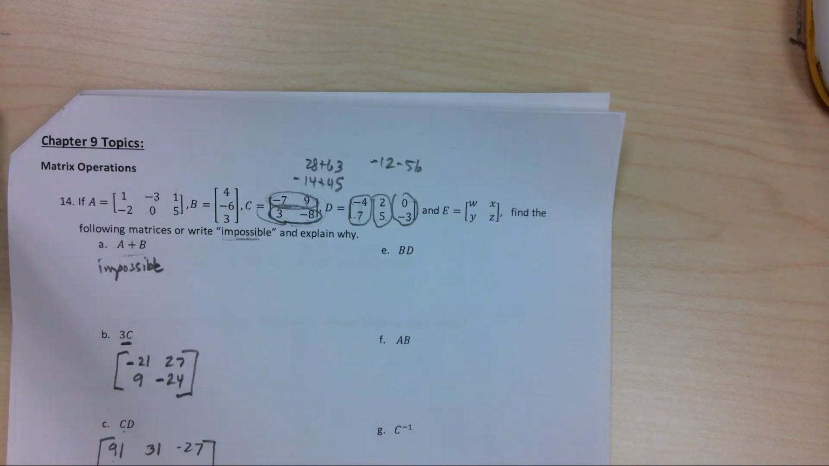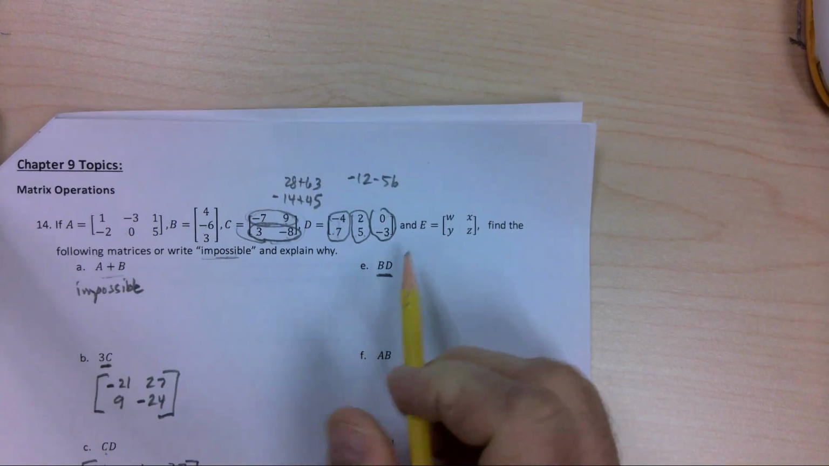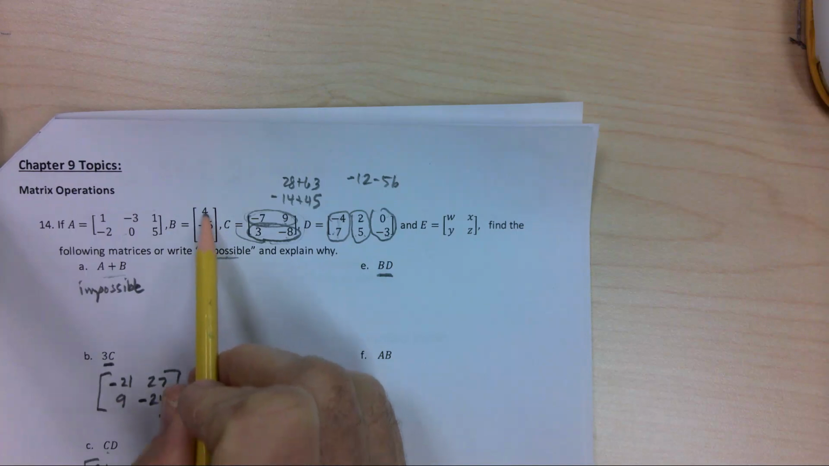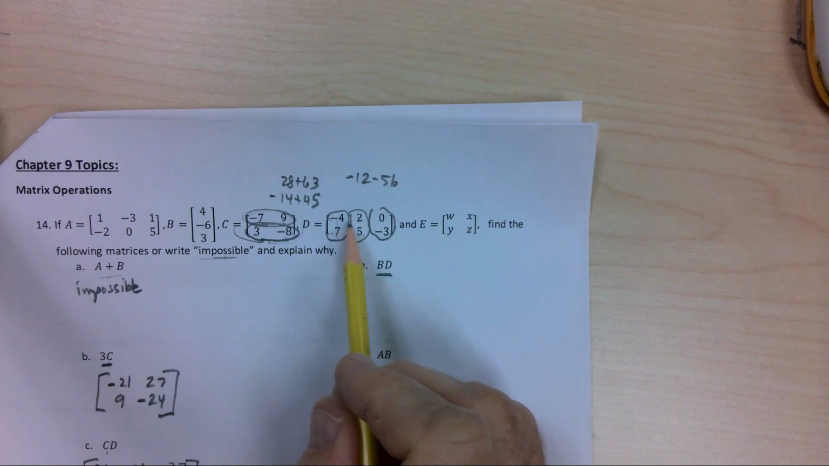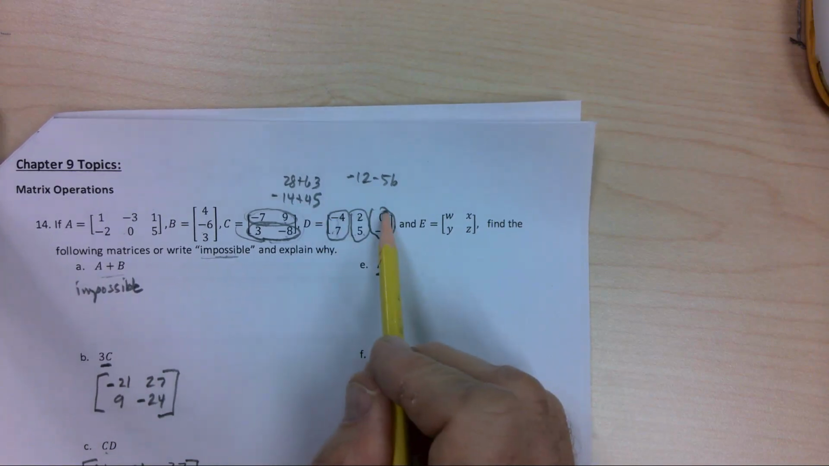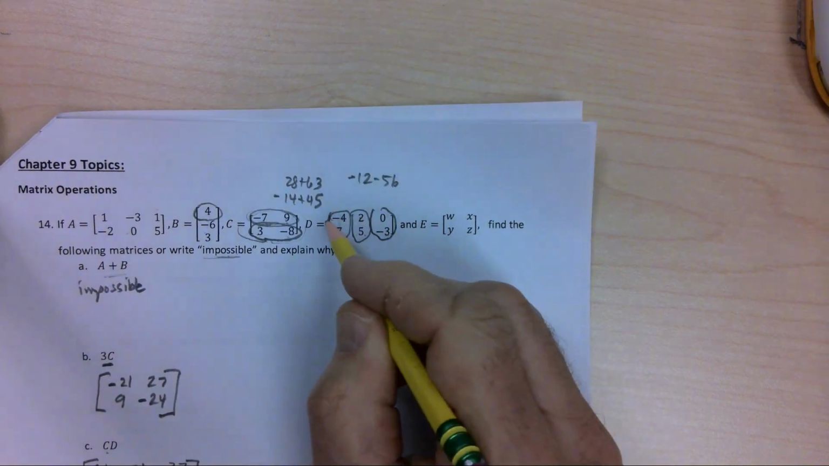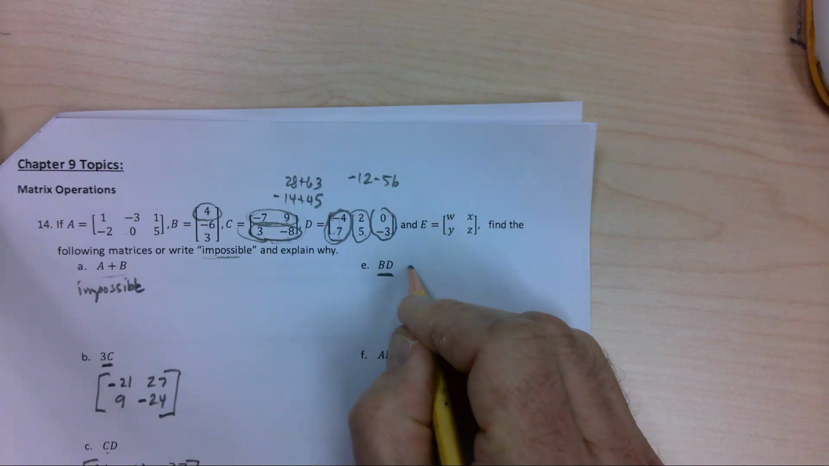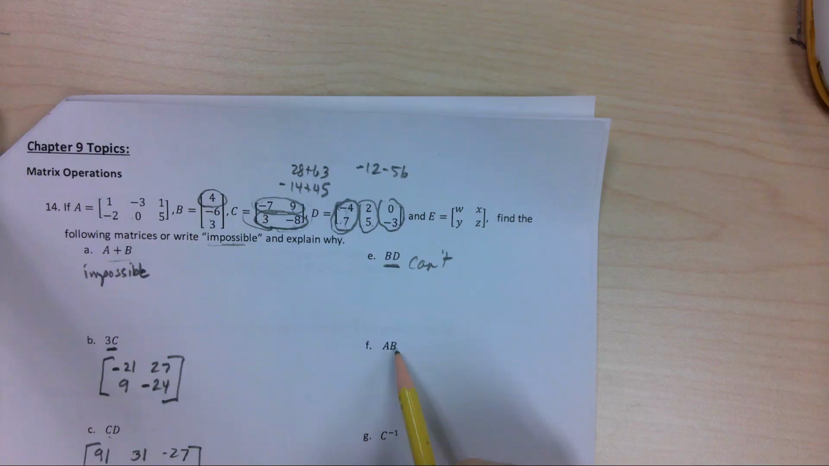Let's go. Number 14e. B times D. Well, here's B. You can tell it's a 3 by 1. D is a 2 by 3. Well, this only has one element in it. This has two elements in it. Can't do it.